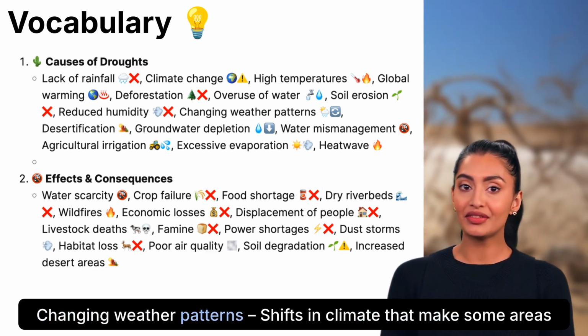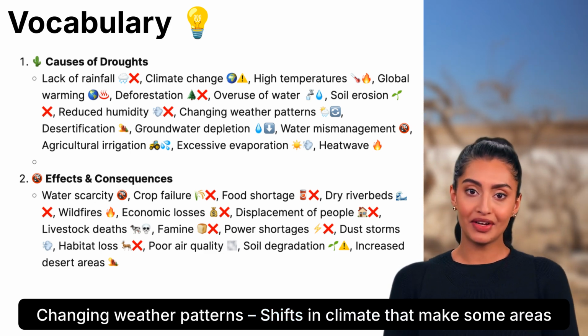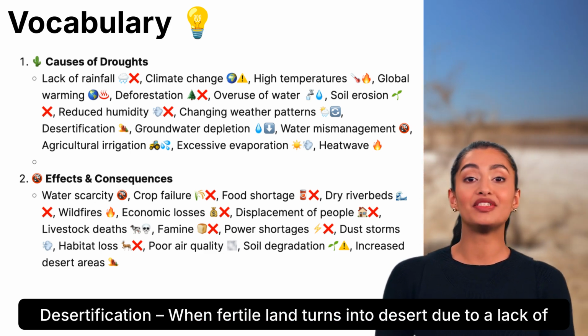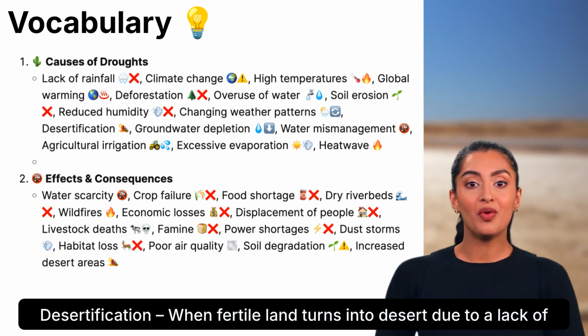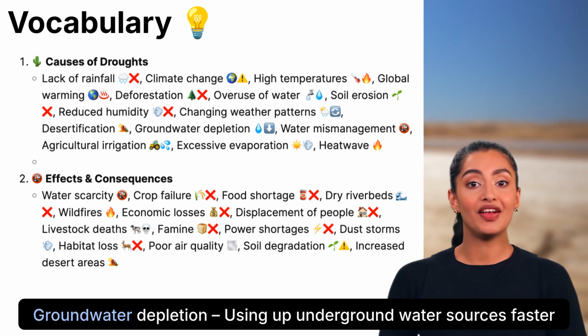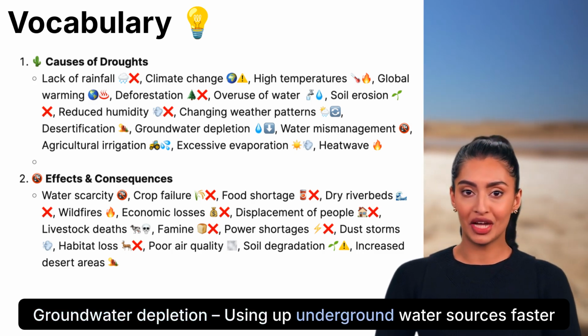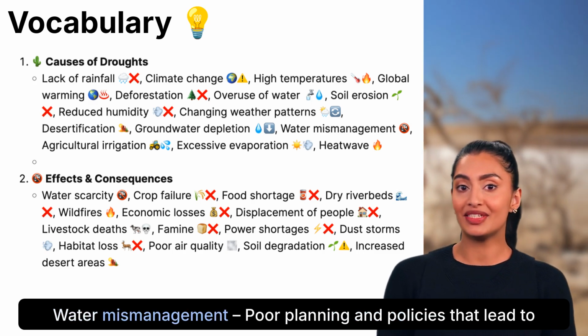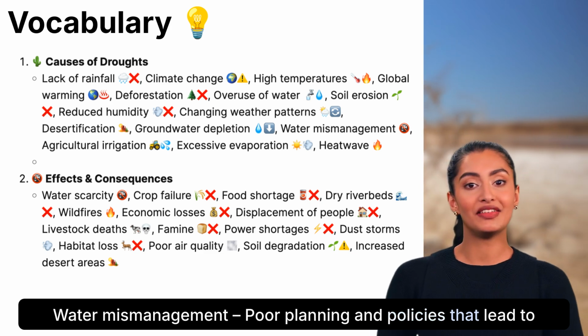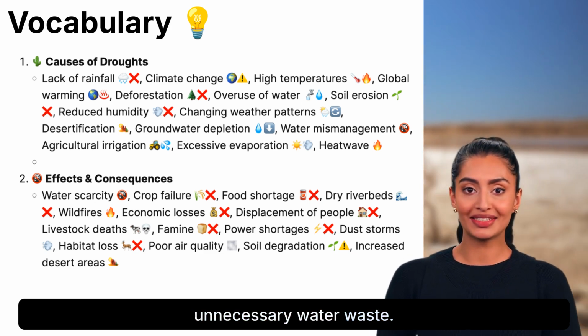Changing weather patterns, shifts in climate that make some areas drier than they used to be. Desertification, when fertile land turns into desert due to a lack of water and vegetation. Groundwater depletion, using up underground water sources faster than they can be refilled. Water mismanagement, poor planning and policies that lead to unnecessary water waste.